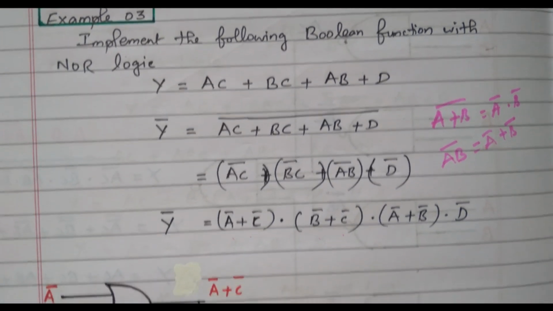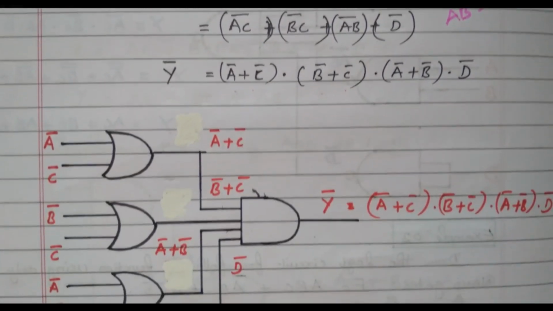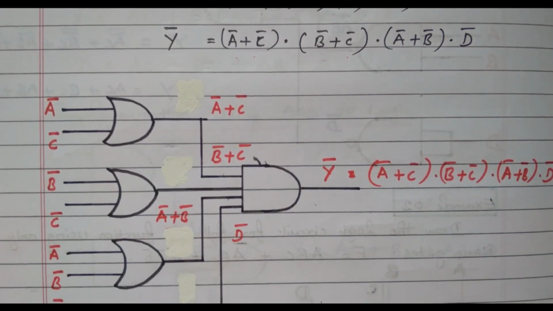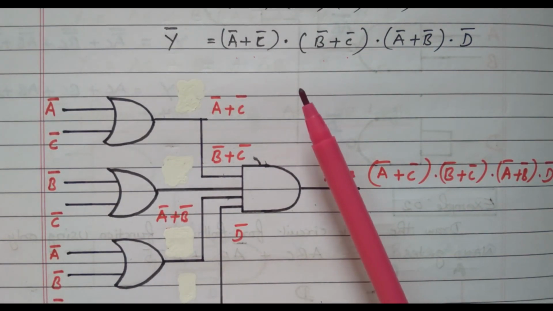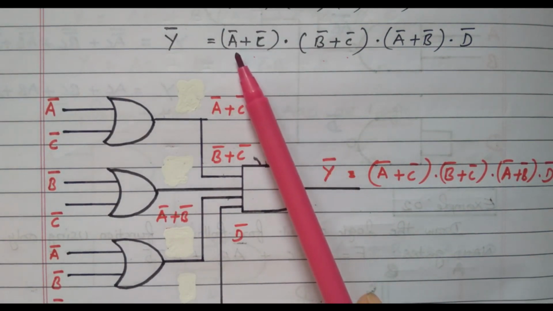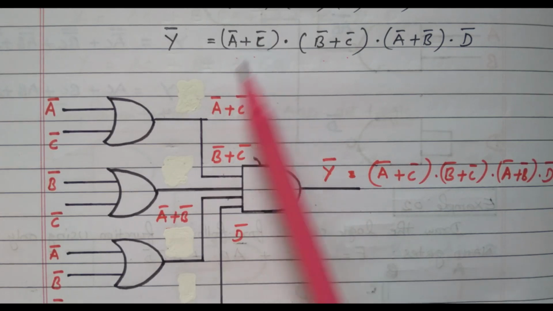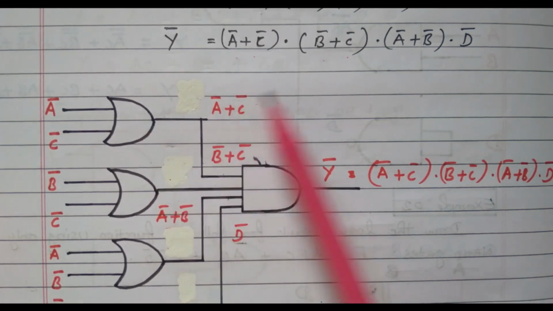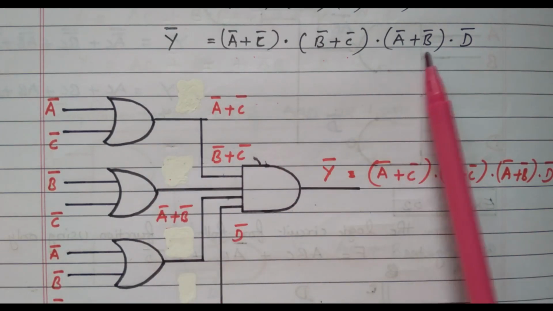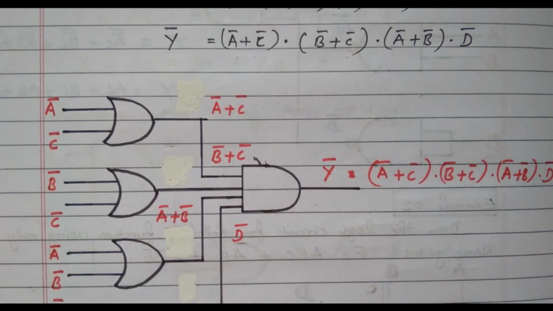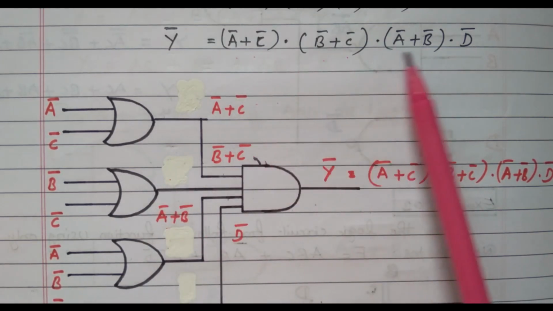Now we'll go to the logic function. First we will implement with the normal OR gate and AND gate. Then we will go to the NOR logic. We will go with the normal function first. For implementing A bar plus C bar, we need one OR gate. B bar plus C bar, another OR gate. A bar plus B bar, another OR gate. Then D bar is given. So we are using 3 OR gates to perform this function.